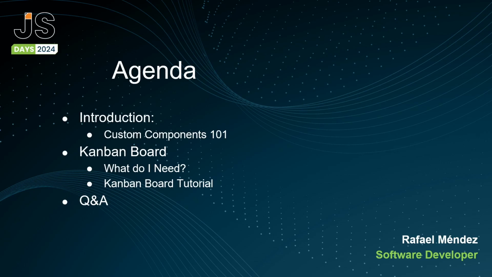Once we have laid the groundwork, we'll transition seamlessly into the heart of our tutorial, the Kanban board, and all the tools and resources that you need to follow this tutorial. With the stage set and the tools in hand, we'll then start with the much anticipated Kanban board tutorial. This is where theory meets practice, and I'll guide you step by step through the process of creating your own Kanban board using Ext JS.